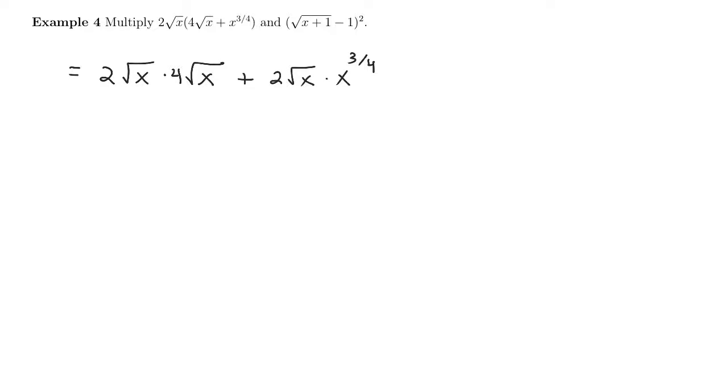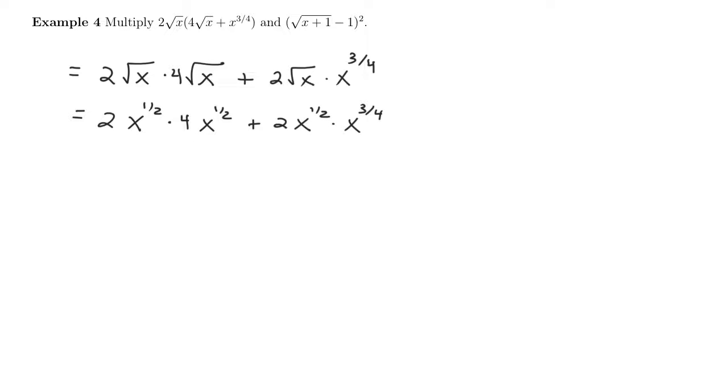And technically, I've done it. I've multiplied that 2 square root of x into the parentheses. But I'm guessing we can start combining some things. I mean, there's a lot of ways to approach this. I think what I'm going to do is place everything so it has an exponent that's a fraction. So this is 2, I have x to the 1/2, times 4 times x to the 1/2. Then I have plus 2, x to the 1/2 times x to the 3/4.